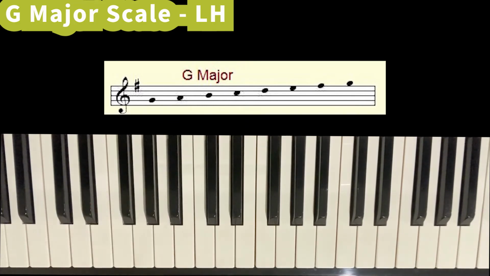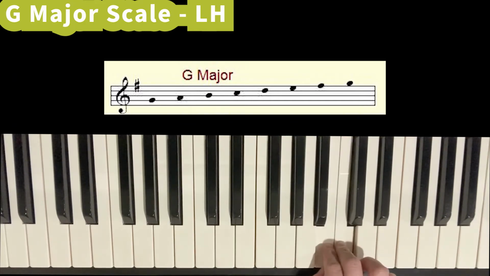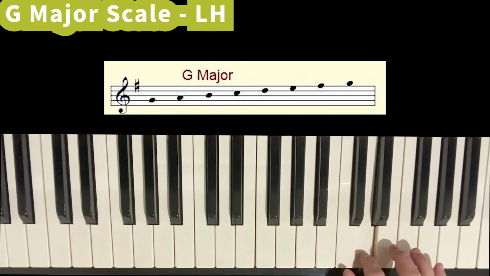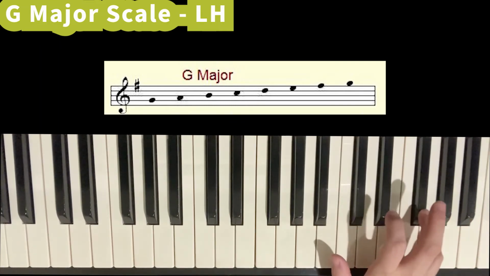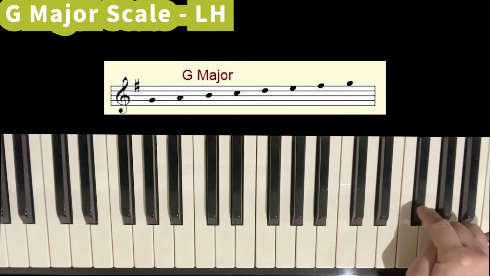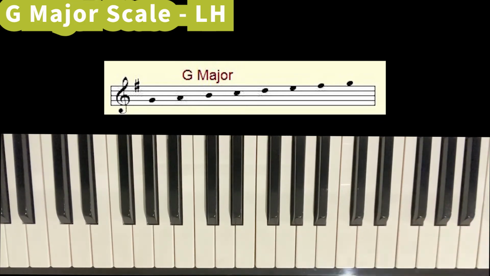3, 2, 1. Okay, and make sure you have a half step between 3 and 4, and between 7 and 8, right? So that you have that one sharp in G major.